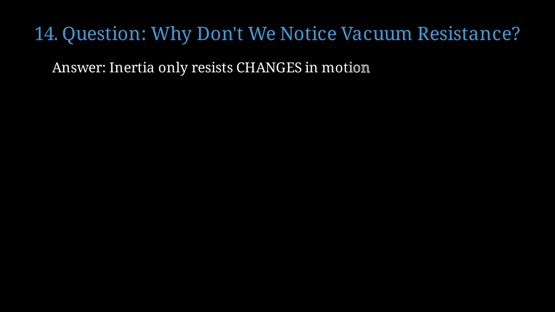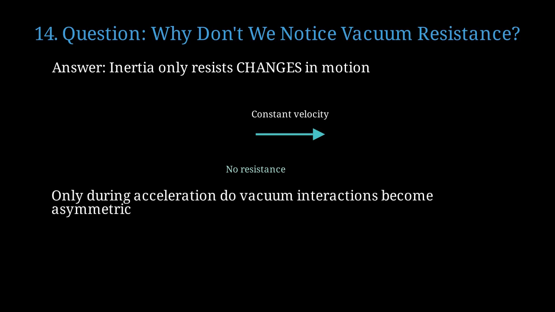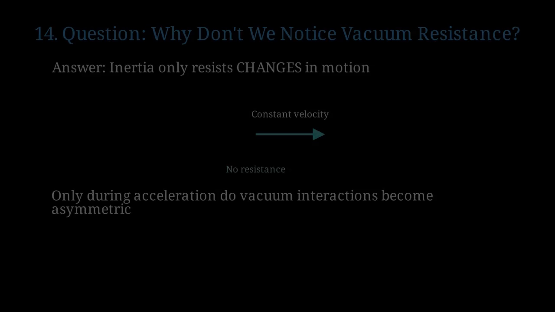Here's a question. If vacuum interactions create inertia, why don't we feel constant drag? The answer is subtle. Inertia doesn't resist motion itself, only changes in motion. At constant velocity, you don't experience any inertial resistance. You're in an inertial reference frame. Only when you accelerate do the vacuum interactions become asymmetric, creating the sensation of inertia.